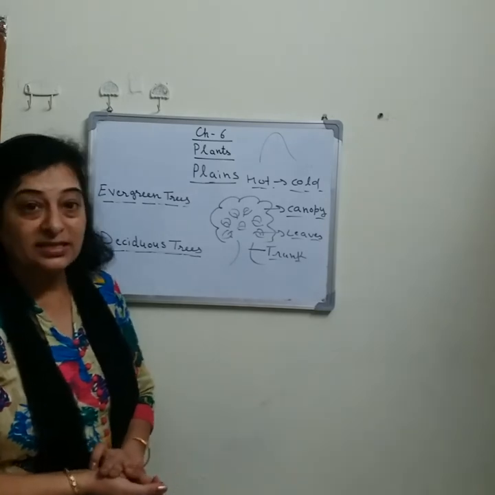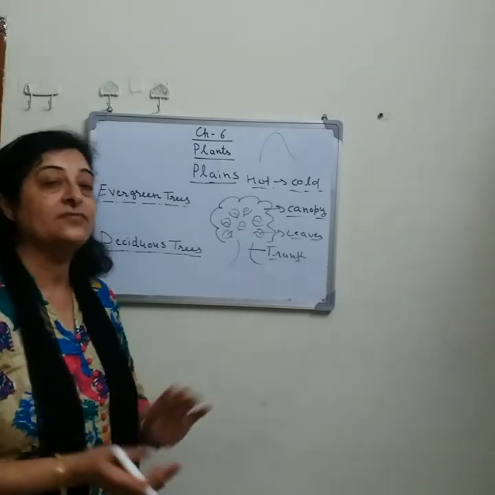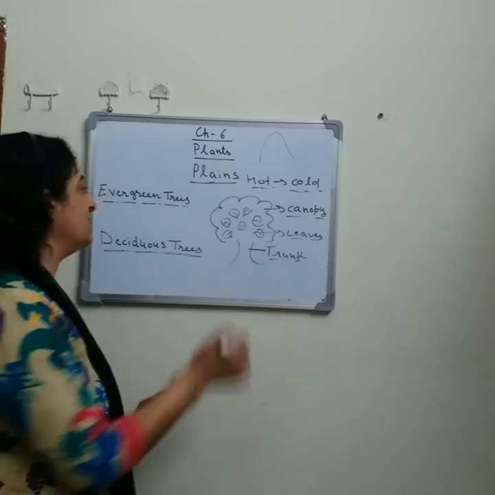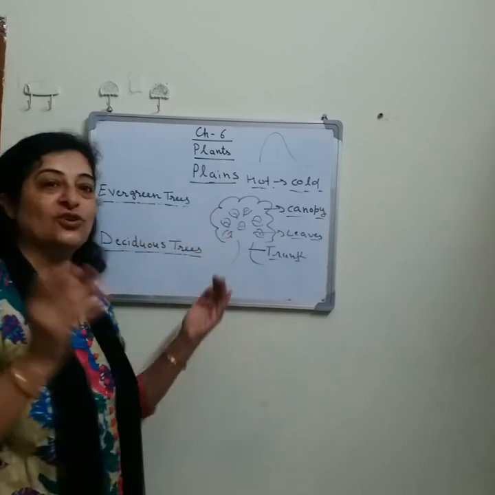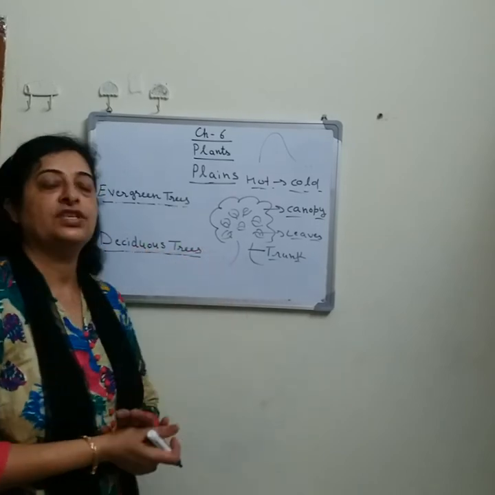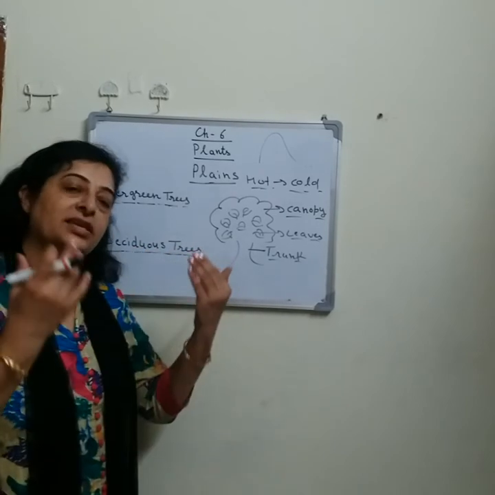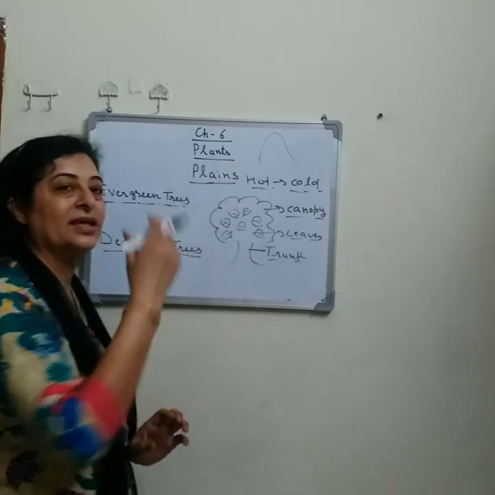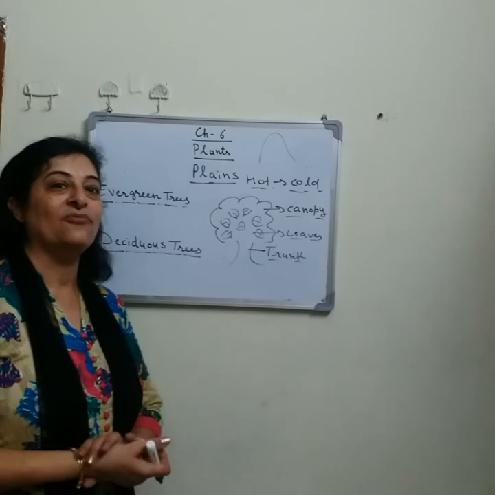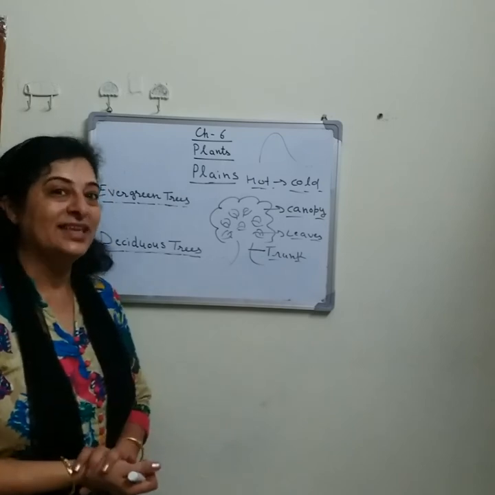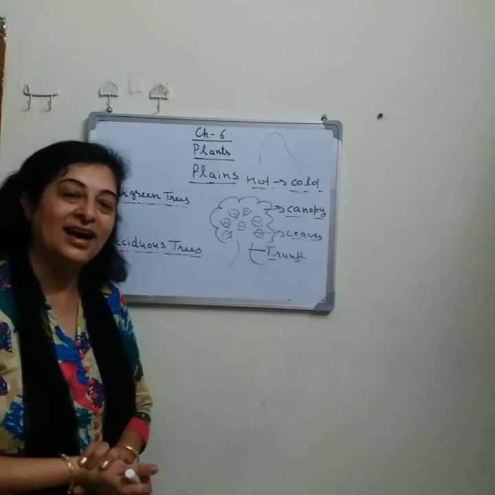So on the basis of shedding their leaves, we can categorize the plants into two categories: evergreen trees which always remain green, and deciduous trees which shed their leaves once a year. And all of you know plants may be in the plains, maybe in the mountains, maybe in the deserts, maybe in the water. They are the base of our life.